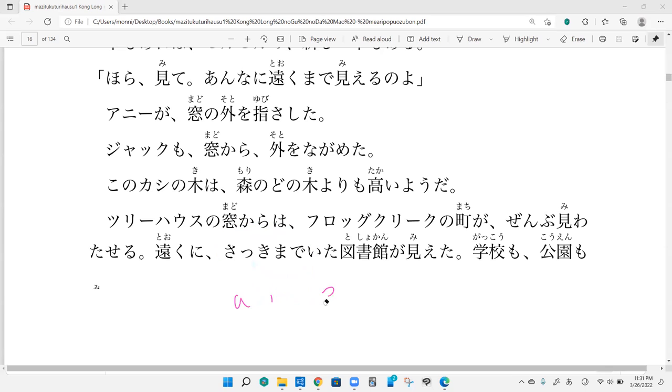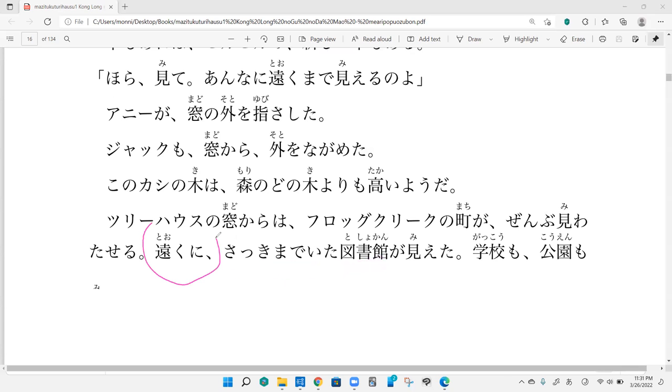So, saki made ita toshokan. So, ita, who was ita? That's been dropped from the sentence. Who was ita? I don't remember. Was it Jack? It was Jack. You could also argue it was the narrator, since we're part of this journey. So this is the library, toshokan, that we were just at.